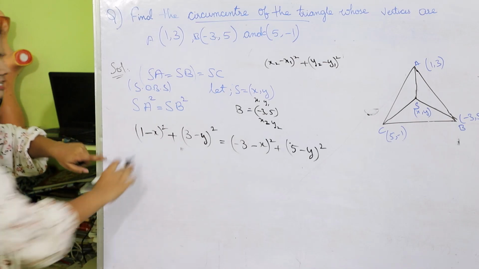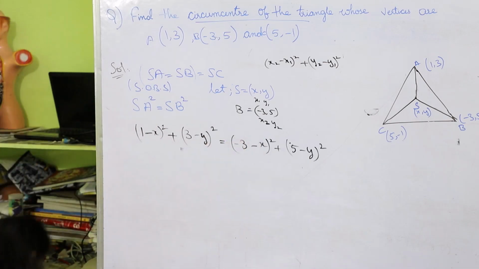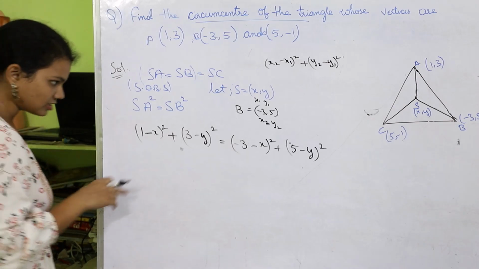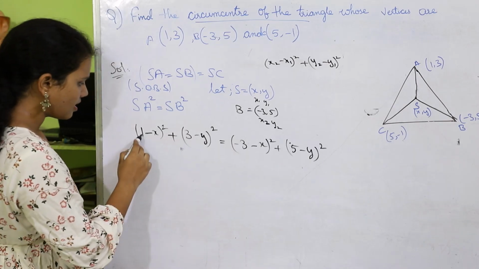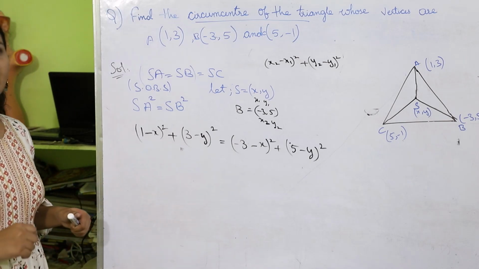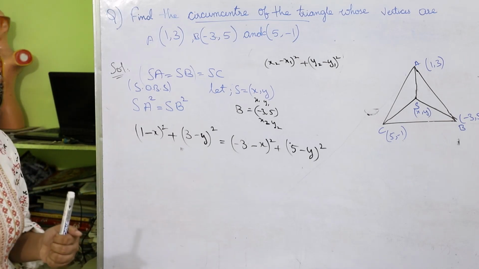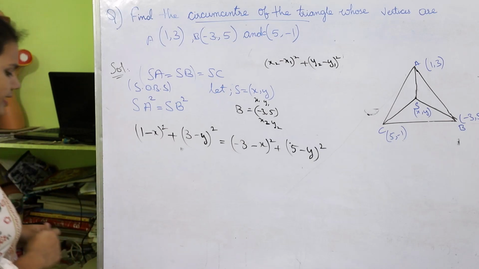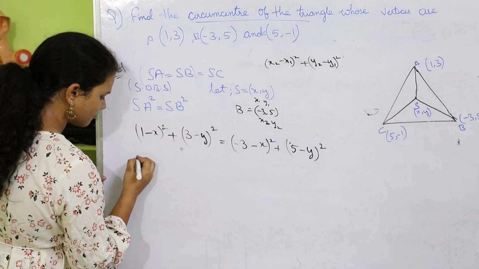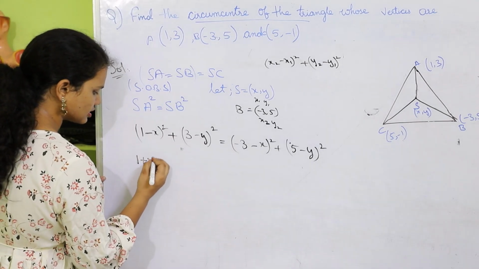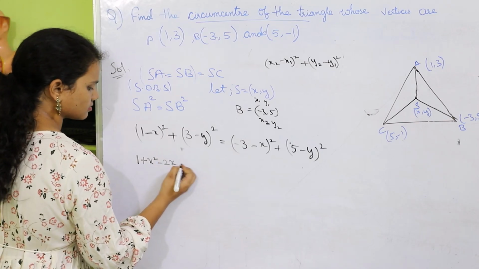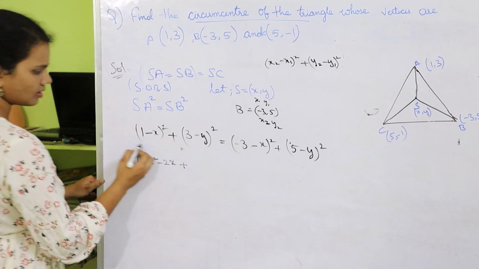Firstly you solve this whole thing. By solving this one you will get an equation, guys. 1 minus x whole square. This reminds me of a formula. The formula is what? A minus b whole square is equal to what? A square plus b square minus 2ab. Right? So 1 square, 1 plus x square minus 2 ones are 2x. Clear? I am done with this one.